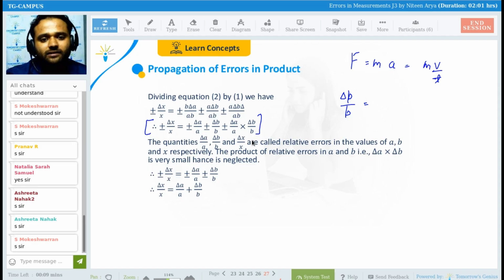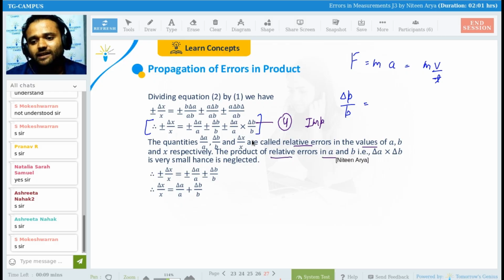So for that particular thing, this formula number 3 I already gave to you earlier. So this formula number 4 is going to be important. The quantities del A by A, del B by B, del X by X are called relative errors in the values of A, B and X. The product of relative errors in A, B, that is del A into del B, is very small. So we can neglect it.